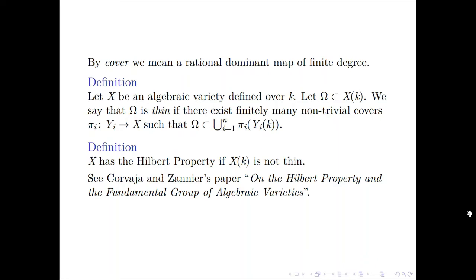Recently, Corvaja and Zannier, in a paper called On the Hilbert Property and the Fundamental Group of Algebraic Varieties, studied the relationship between the Hilbert property and a topological property of algebraic varieties called algebraic simple connectedness. And they formulated some interesting conjectures, and they proved one of these conjectures for a quartic surface, the Fermat quartic surface, developing a new method using elliptic fibrations.